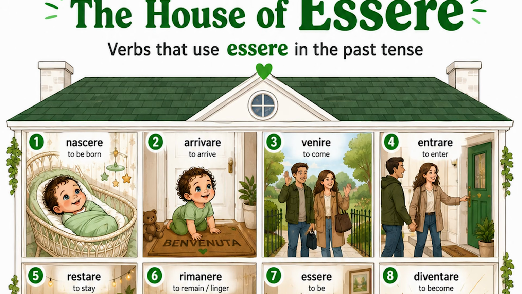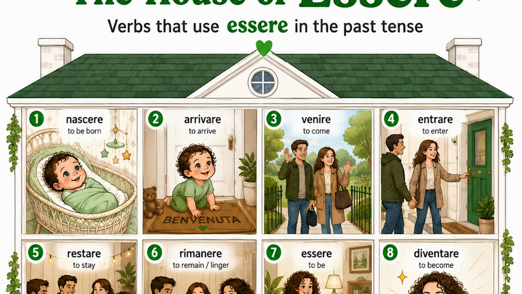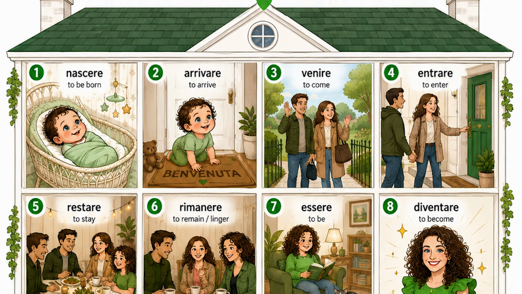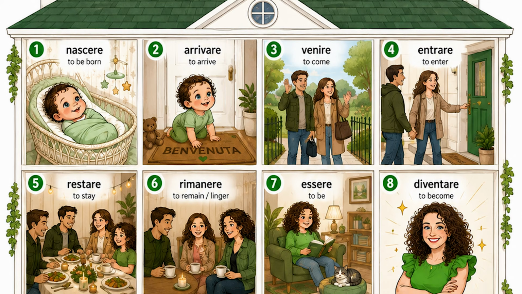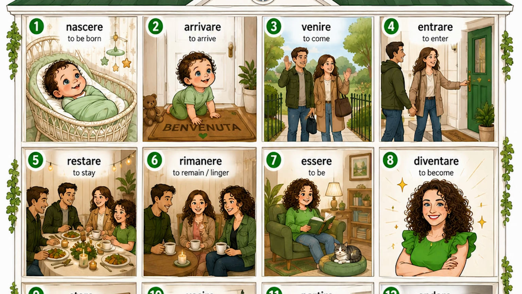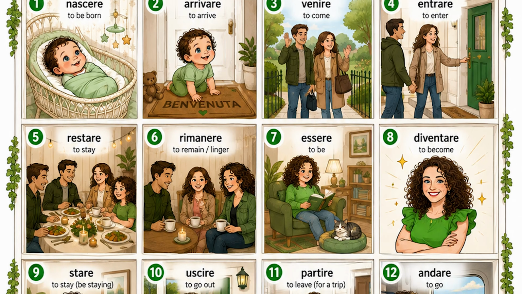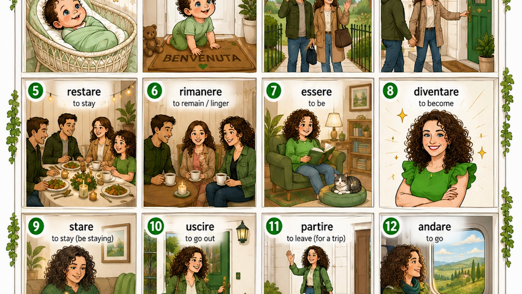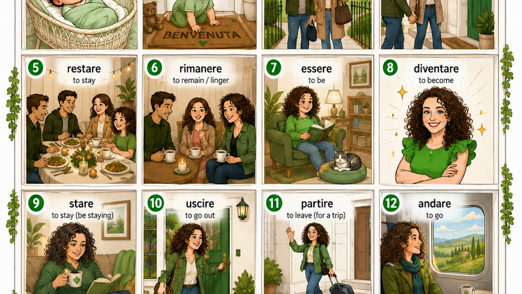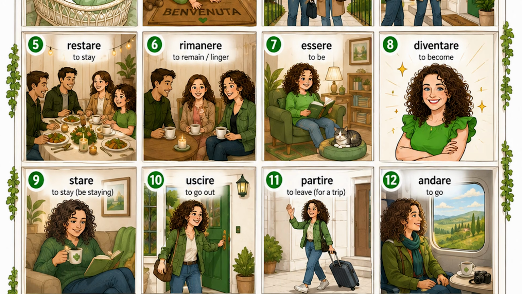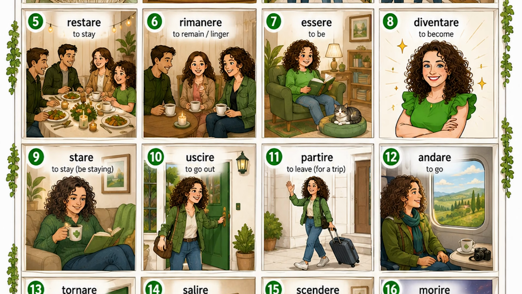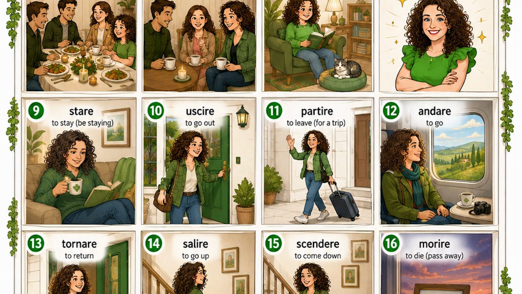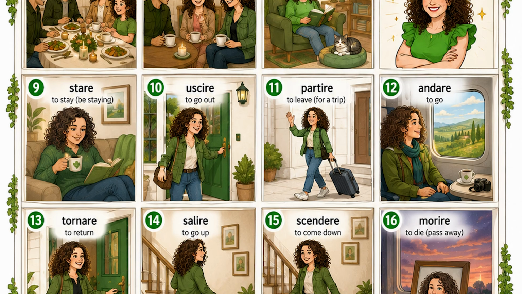You're born, nascere. You arrive home as a baby, arrivare. And people come over, venire. They walk in the door, entrare. Some stay for dinner, restare or rimanere. The house is where you are, essere. You become an adult, diventare. You stay home, stare and relax. Or you go out, uscire, leave for a trip, partire, go, andare, and come back home, tornare.